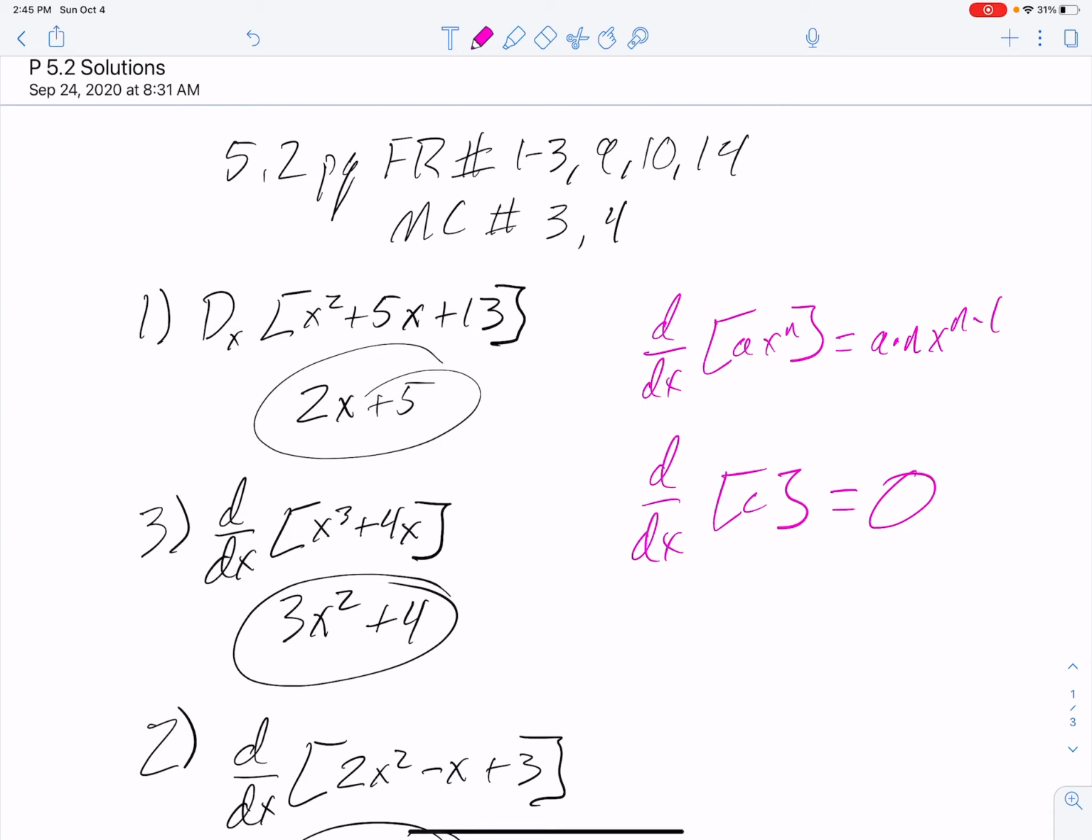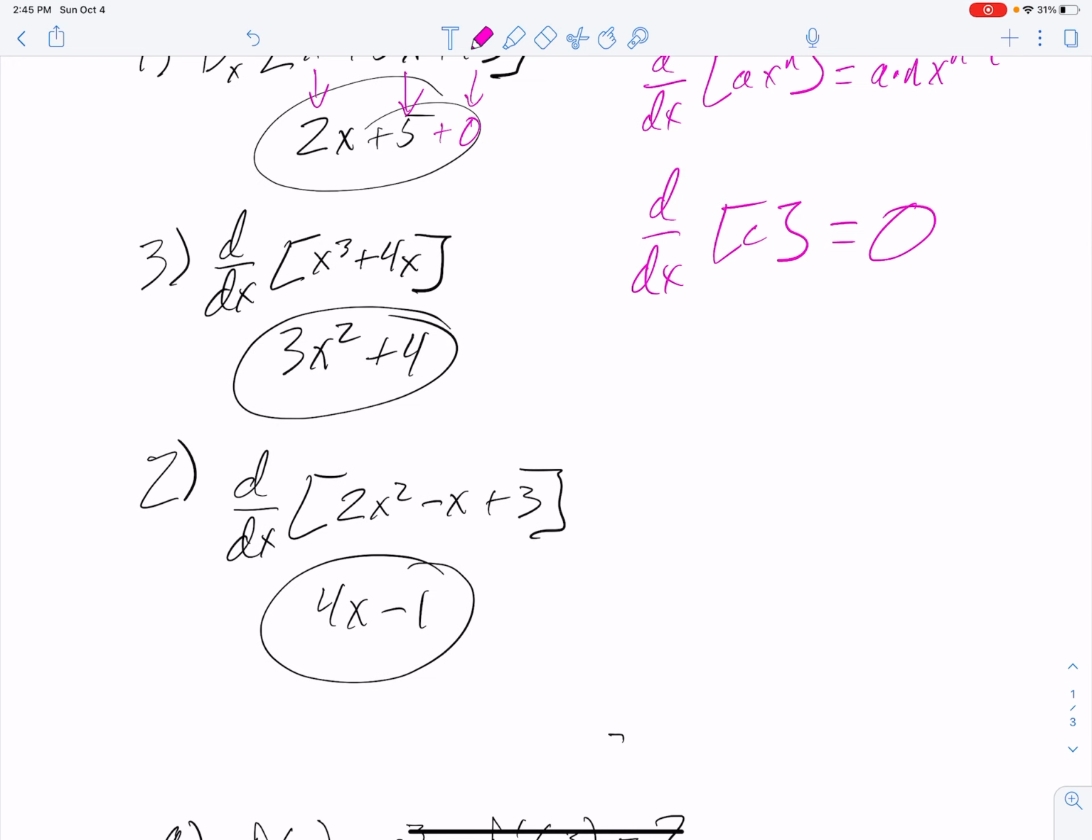So our derivative for x squared, 2 times 1 gets me 2, 1 minus 1 gets me 1, so 2x. 5 times 1 gets me 5, 1 minus 1 gets me 0, so my derivative of 5x, pardon me, is just 5. And then our derivative of 13 is 0, so we don't bother to write it.